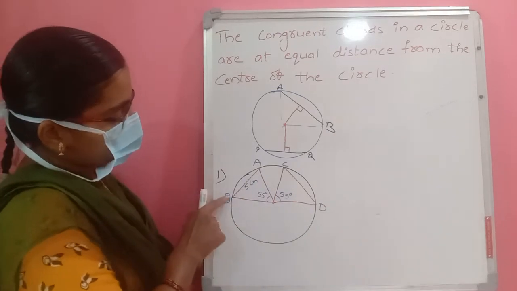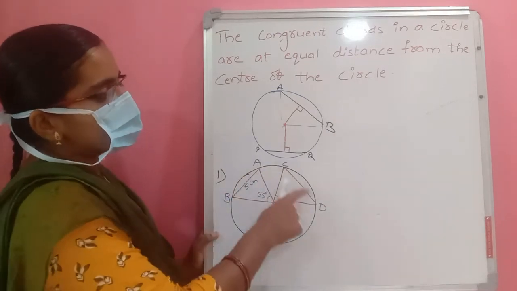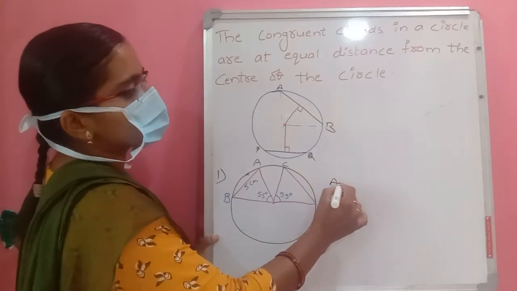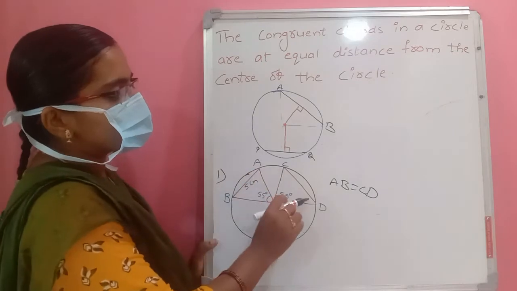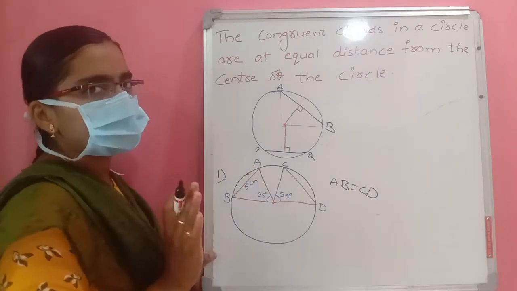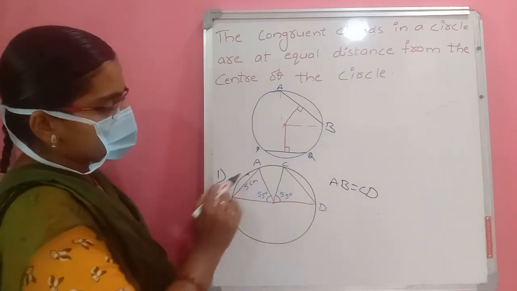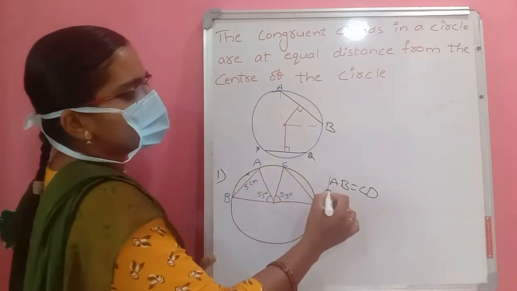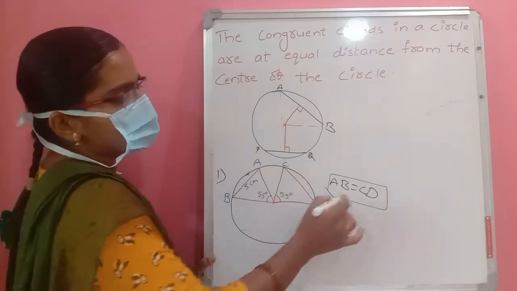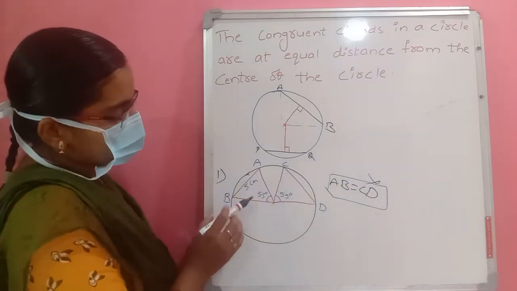Next, here I have given a simple example question. In this, chords AB and CD are both equal. They have given this in the question: AB is equal to CD. Then find the length of CD. How can we find out? When AB and CD are equal. If they didn't give AB equal to CD, just leave it. Just check here.